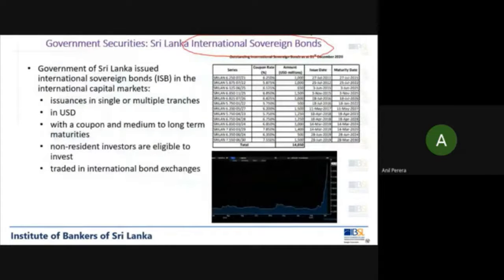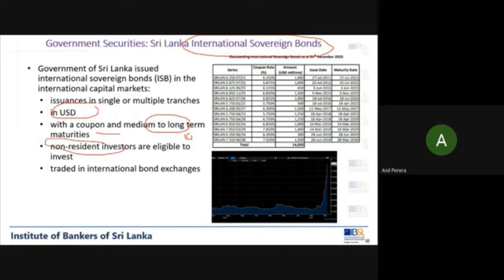ISBs, they are issued in international markets and there is a secondary market also. You can buy and sell this sovereign bond in the international markets. Why are these sovereign bonds issued? The governments want to raise foreign money, dollars, sterling, or whatever. Foreign money can be raised through sovereign bonds, mainly issued in USD. Since this is a bond, there is a coupon, medium to long term maturity. Now, the maximum maturity we have issued in Sri Lanka is 10 years for ISBs.